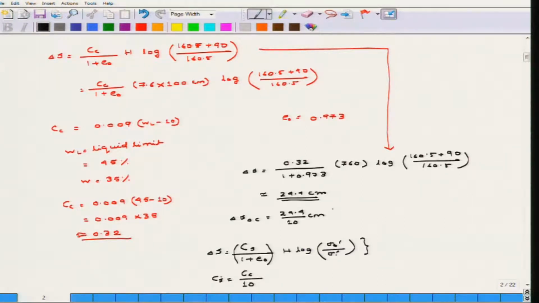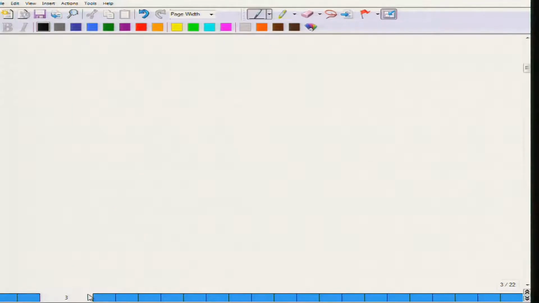So in that case, delta SOC will be approximately equivalent to 2.44 centimeter. So the total settlement will be equivalent to delta SNC plus delta SOC, which is 24.4 centimeter plus 2.44 centimeter, which comes out to be 26.84 centimeter.